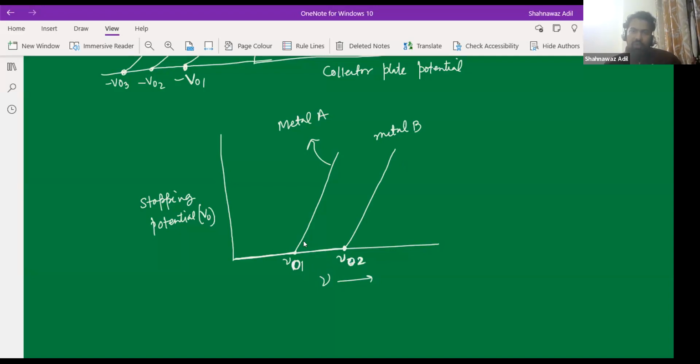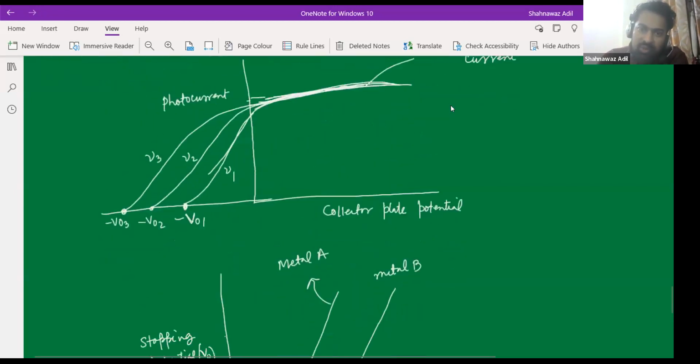So for this one, this frequency nu is greater than this nu naught 1. So if nu is greater than nu naught 1, then this stopping potential is linearly varied, right? And if this nu is greater than nu naught 2, then stopping potential is linearly varied. But at this point it is 0, right? These are the two observations from different graphs.